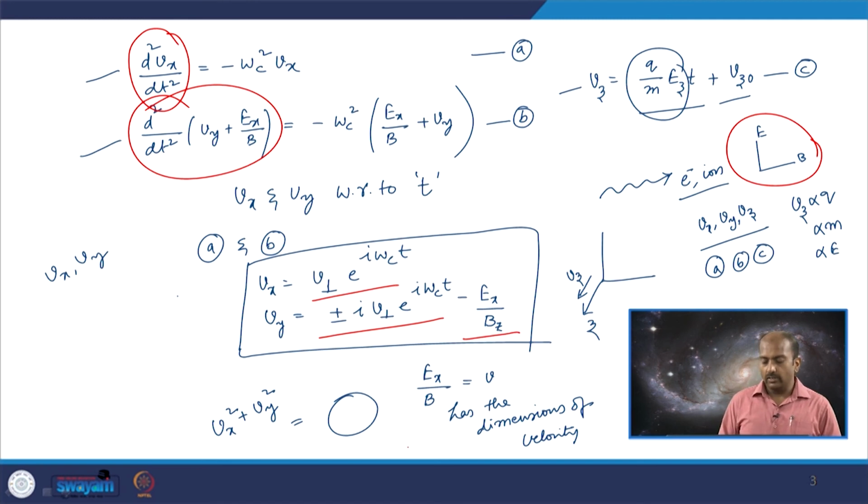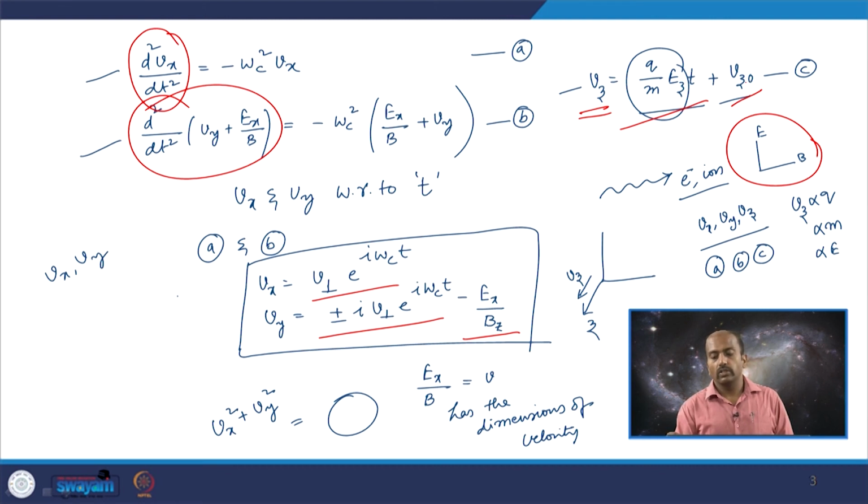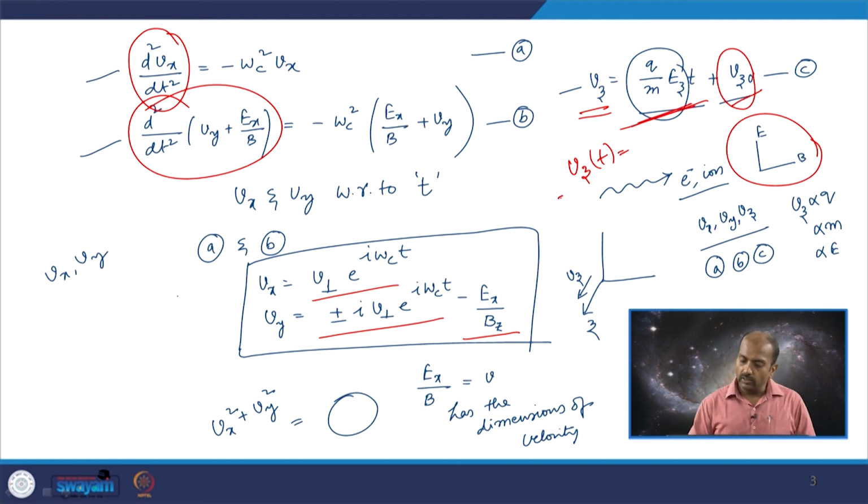So, what I realized is that Vz, of course, the z component of velocity, is changing linearly with respect to time plus a constant value. That means, this is the initial value with which the particle has started, or when the particle starts to experience the magnetic field and electric field, this is the velocity to begin with. So, Vz at any instant of time is this plus a linear component which is changing with respect to time, right. Fine. So, Vz is clearly defined, there is no ambiguity in Vz.